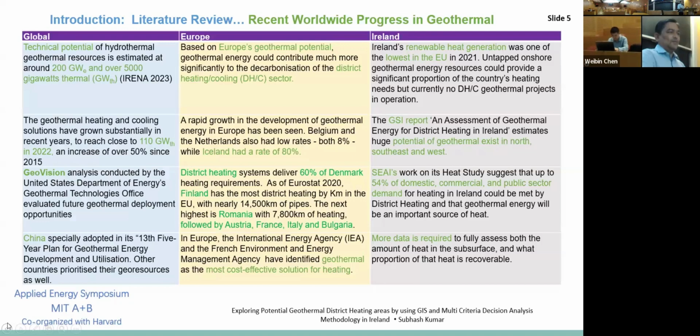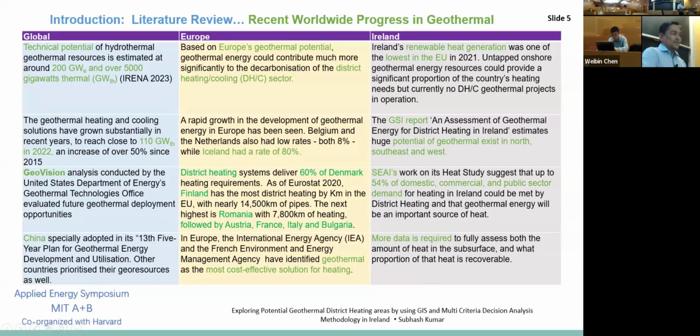I did a lot of literature review. Because this is the first work in Ireland, we looked at several case studies at the global level, at the European level, and then saw what the situation is in Ireland. If you go to the global level, there is a lot of potential in electricity production from geothermal, and also heating production from geothermal. About 200 gigawatts can be produced from geothermal for electricity, and 5,000 gigawatts of potential is available from geothermal for the heating sector.